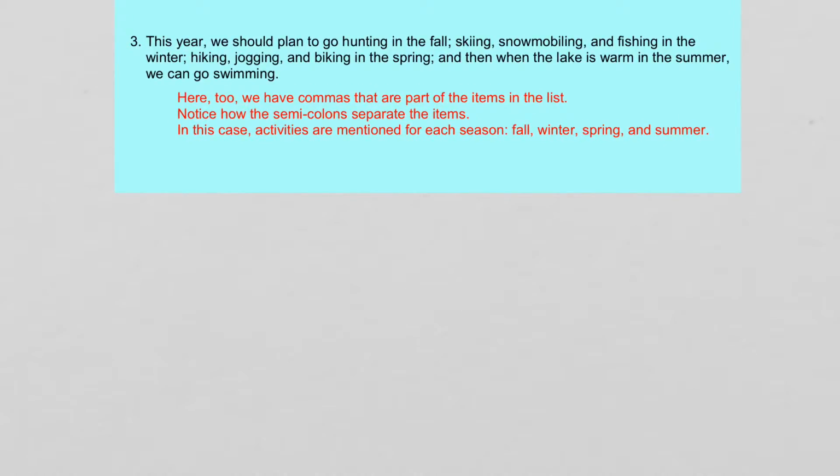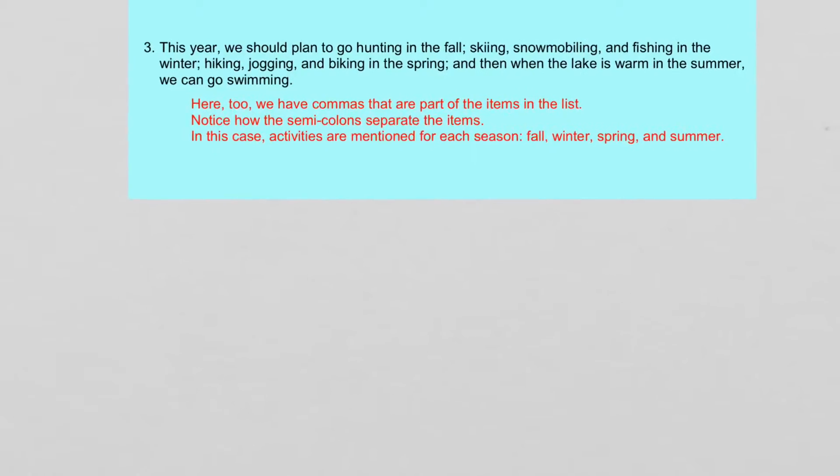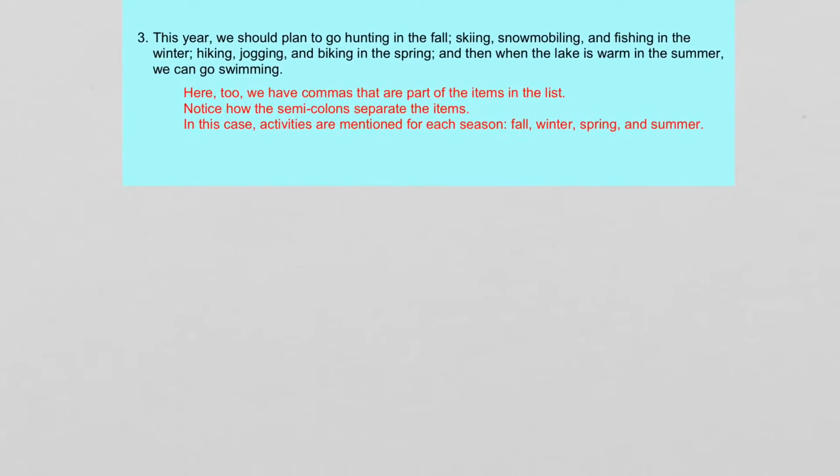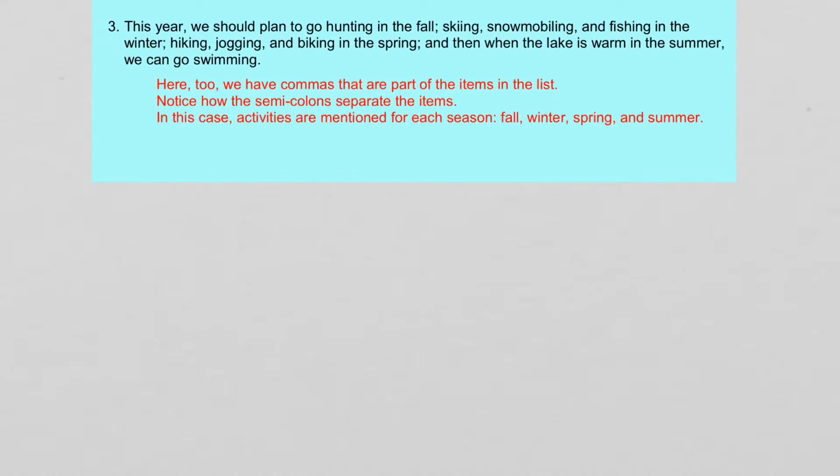Number 3. This year, we should plan to go hunting in the fall; skiing, snowmobiling, and fishing in the winter; hiking, jogging, and biking in the spring; and then when the lake is warm in the summer, we can go swimming. All right, let me read it again. I'll read it a little bit slower. This year, we should plan to go hunting in the fall; skiing, snowmobiling, and fishing in the winter; hiking, jogging, and biking in the spring; and then when the lake is warm in the summer, we can go swimming.